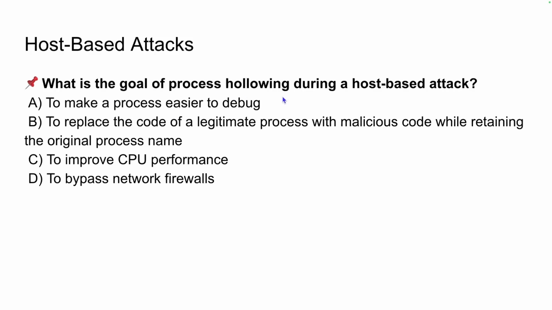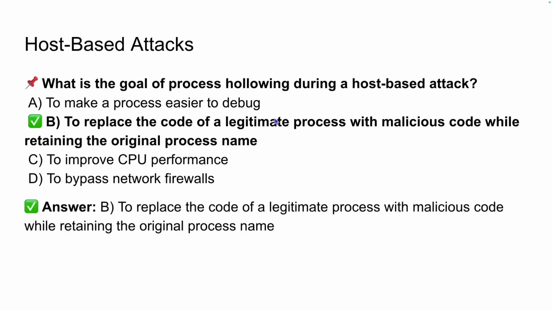What is the goal of process hollowing during a host-based attack? So remember, we're taking the shell of a process and we're putting our stuff in it so that it is disguised, right? To make a process easier to debug, no. To replace the code of a legitimate process with malicious code while retaining the original process name, yes. To improve CPU performance, no. To bypass network firewalls, yes, actually. This is one of the things that would happen if you were doing process hollowing. You're technically trying to avoid firewalls. However, it's not the primary answer, right? The primary, most obvious one would be B, to replace the code of a legitimate process.